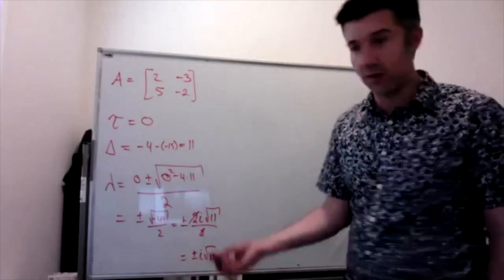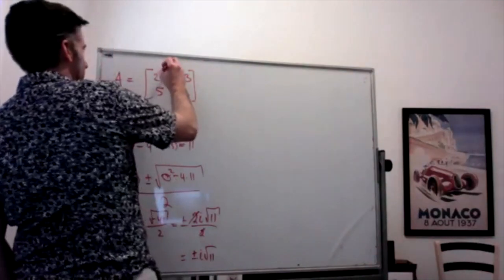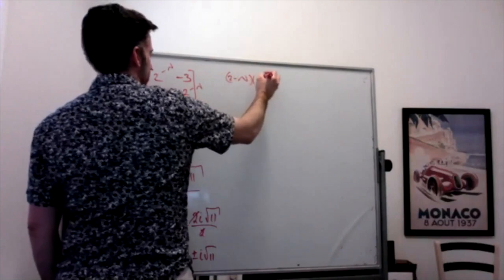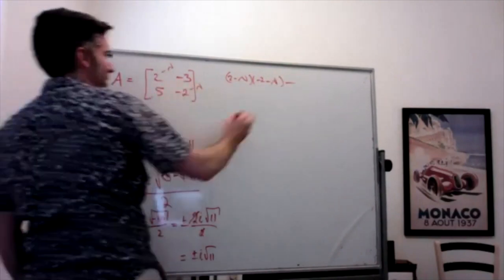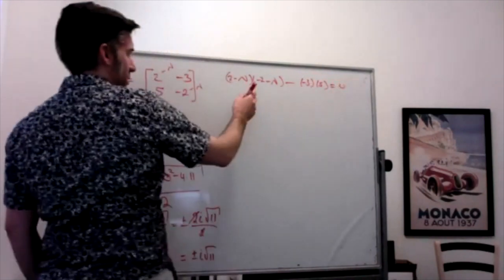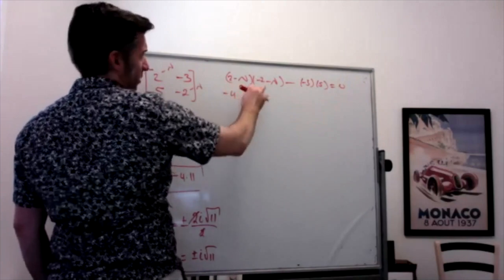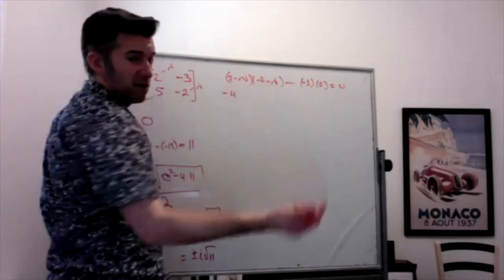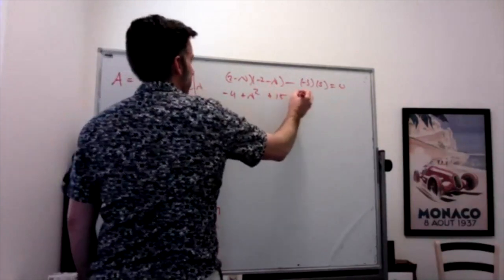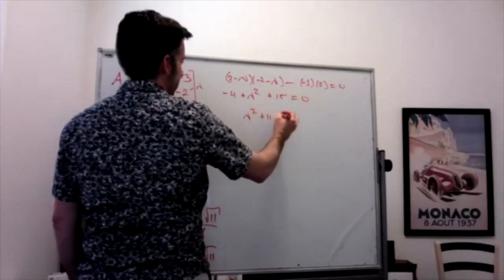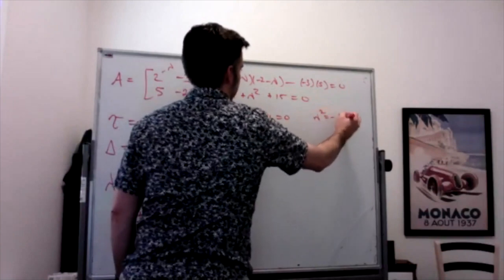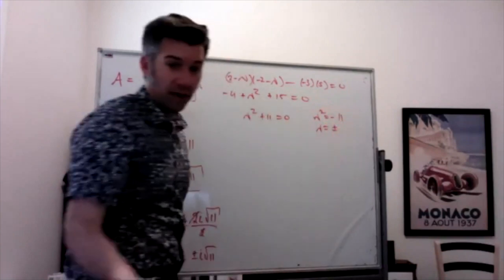It probably would have been easier to do it the other way, right? If we do it the other way, we have 2 minus lambda times negative 2 minus lambda, minus negative 3 times 5. Then we end up getting a negative 4, and then a plus 2 lambda and a minus 2 lambda, which cancel out. Then we get plus lambda squared, and then plus 15. So I've got lambda squared plus 11 equal to 0. Oh yeah, we know how to solve that without the quadratic formula. Lambda squared equals negative 11, so lambda is plus or minus the square root of negative 11, which is i root 11.